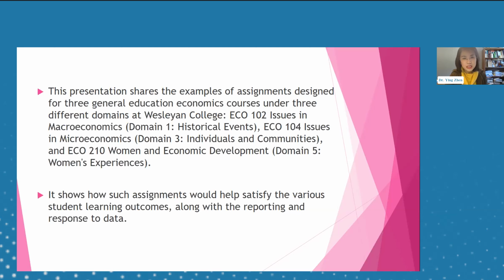Okay, so today my presentation will show how such assignments for each course help satisfy the various student learning outcomes, along with the reporting and response to data. After teaching each general education class, we are required to fill out a form to make sure student learning outcomes are satisfied, and we also need to report data. So actually it's more strict when teaching such general education courses.